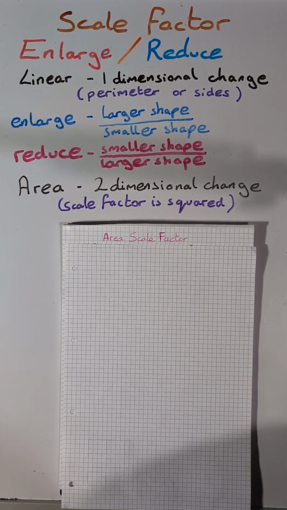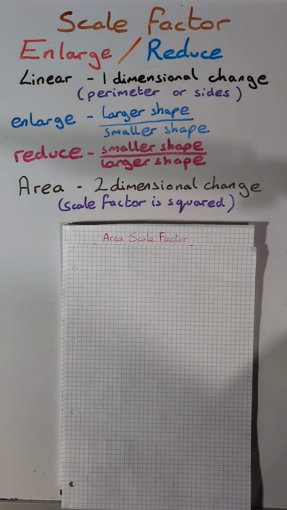This is part 2 of the scale factor videos. In this video, we're going to deal with area scale factors. So far we've learned that scale factor helps you enlarge or reduce a shape, and that a linear scale factor is a one-dimensional change to the shape. So it's the perimeter or sides of the shape.